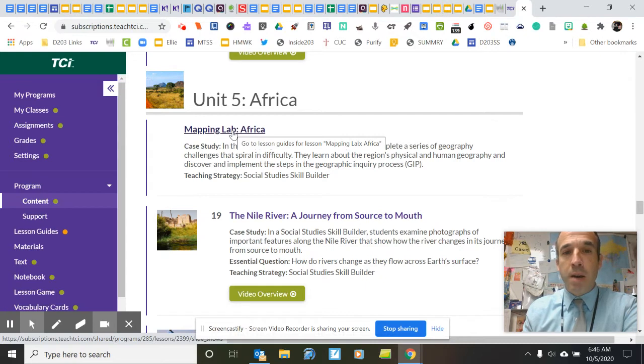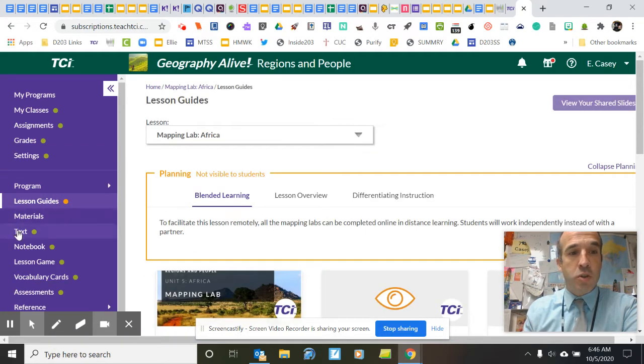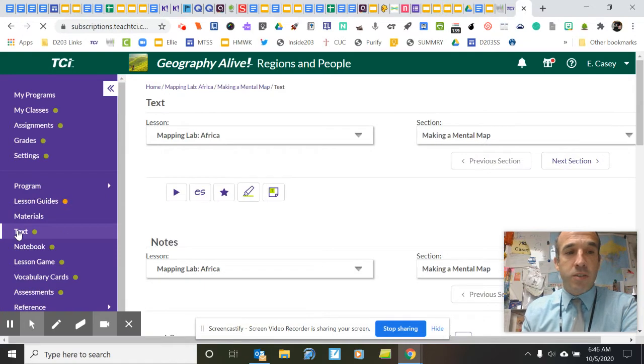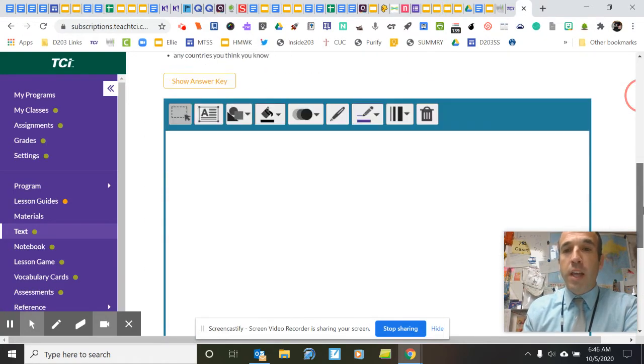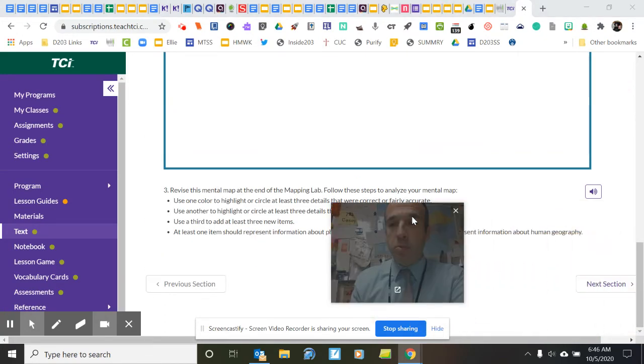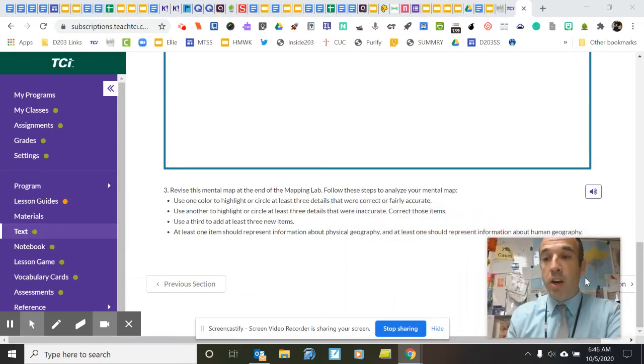When you click on the mapping lab, it will open up to a page like, oh, it switched to the teacher side. So I'm going to show you, this is what you're going to get. All right. The big thing with the Geography Alive materials in the digital textbook is there is always a toggle button at the top. This is the toggle button I'm referring to, where you can click on next section that way, or there's a drop down. And then there's also one at the bottom. I need to move my picture. There is the next section button there.